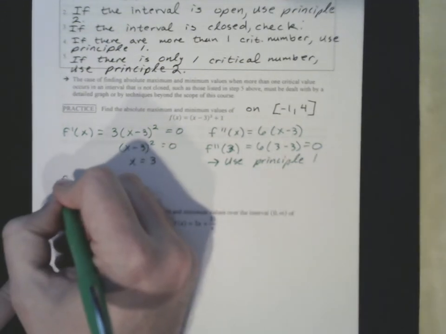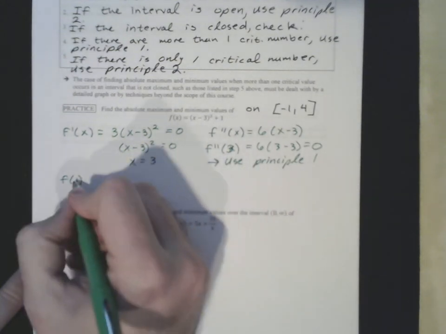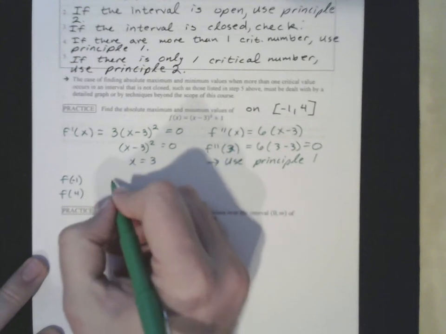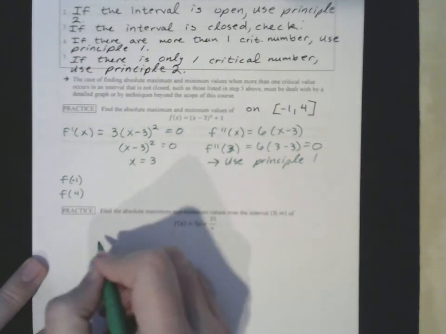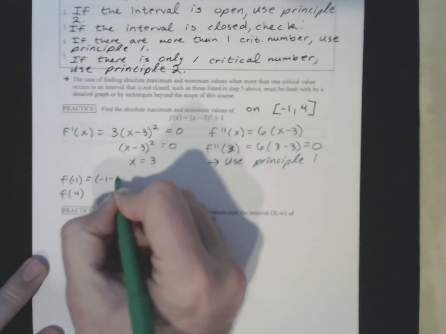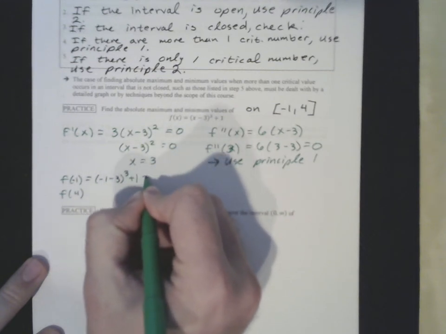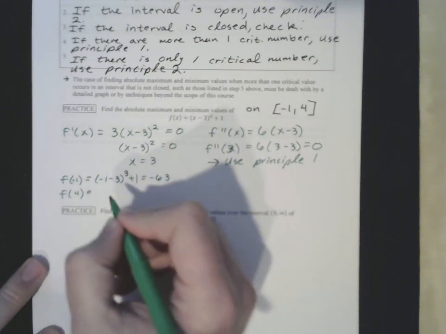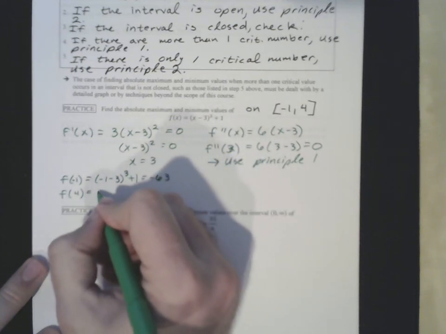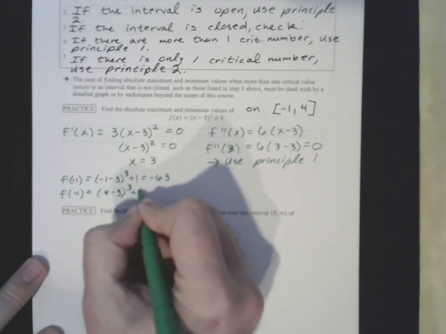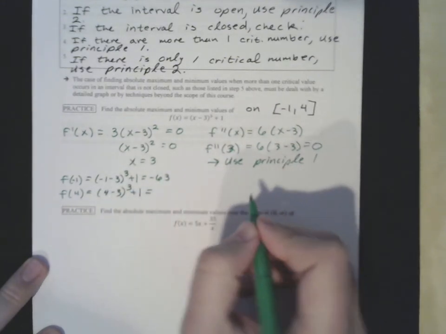So we need to calculate f of -1, f of 4, and f of 3, which I'll do over here in a second. So f of -1, (-1 minus 3) cubed plus 1, is going to equal -63. F of 4 is going to be (4 minus 3) cubed plus 1. This is going to equal 2.